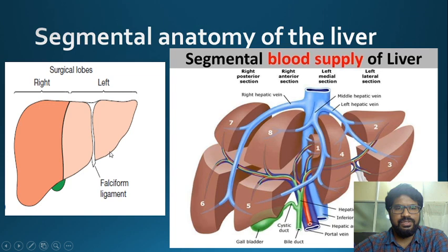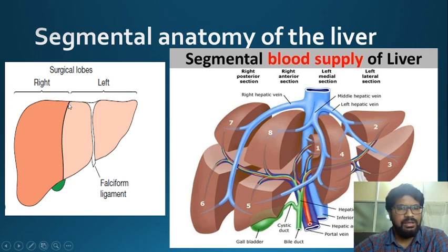But Couinaud is a scientist who worked very hard on the functional division of the liver. Functionally, the liver is divided into the right lobe and the left lobe.